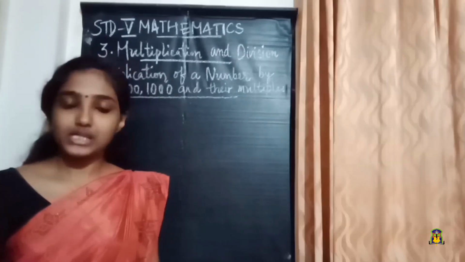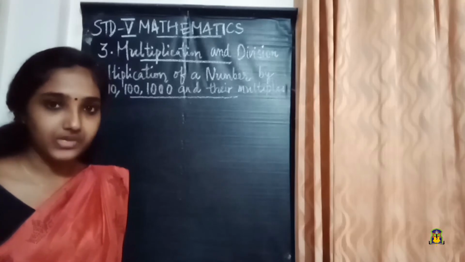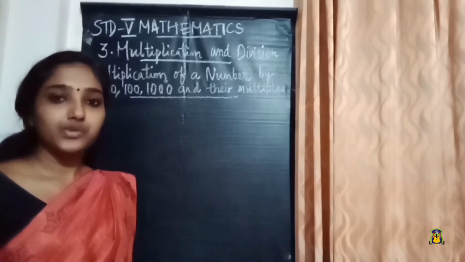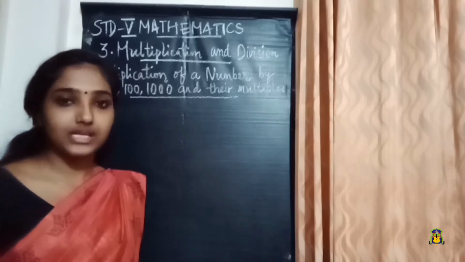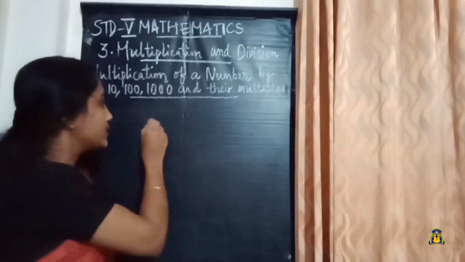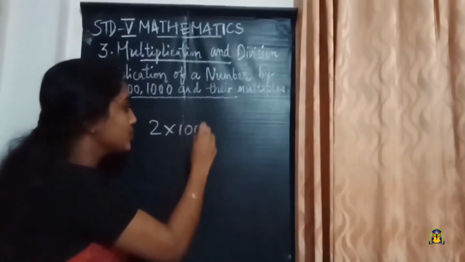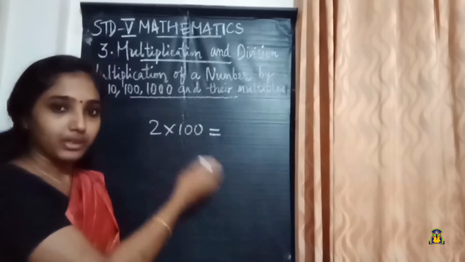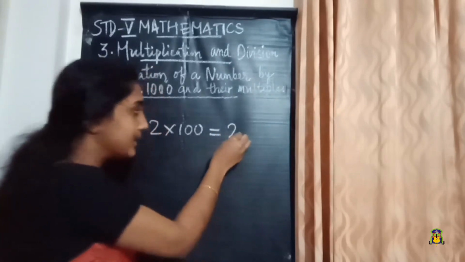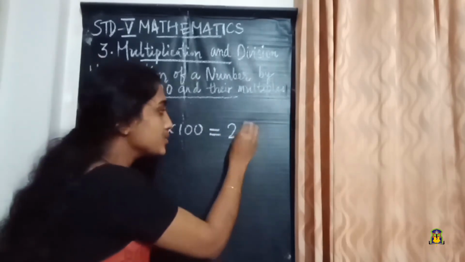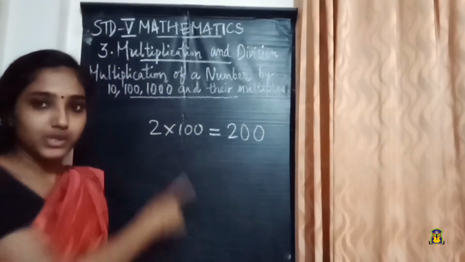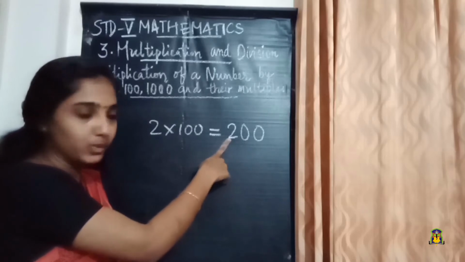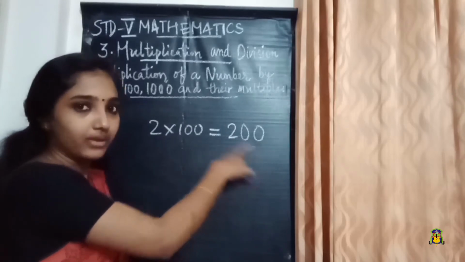Let's move on to the multiplication of a number by 100. So on multiplying a number by 100, we have to just add 2 zeros to the right end of the given number. Okay, so here you have to multiply 2 with 100. 2 into 100 gives, the product will be that number with 2 zeros to its right end. So here 2 into 100 gives 200. The number 2 with 2 zeros on the right end.